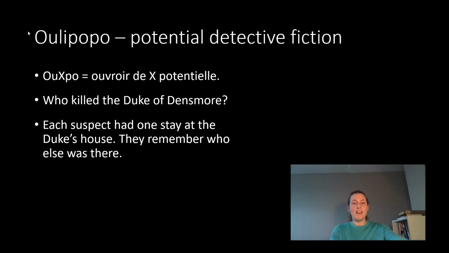In this story, the Duke of Densmore has been killed and he's been dead for like a decade, but it's still unsolved. The great detective is trying to solve this once and for all. What we know is that each suspect of the murder, who are all kind of the girlfriends of the Duke, stayed once at the Duke's house during the time leading up to the murder. Everyone remembers, it's a long time ago, so they don't remember exact dates or times that they were there, but they do remember who they saw when they were there.